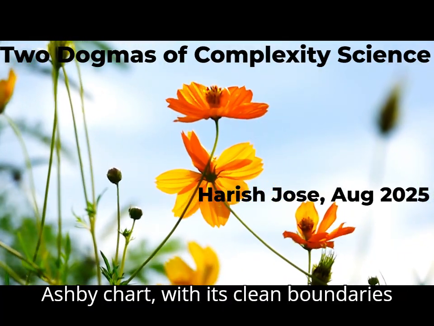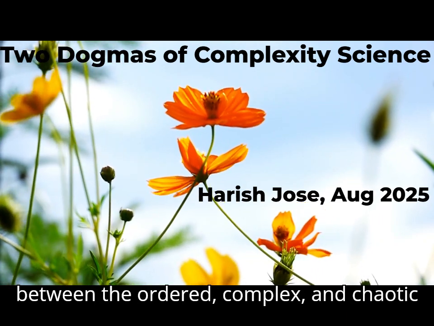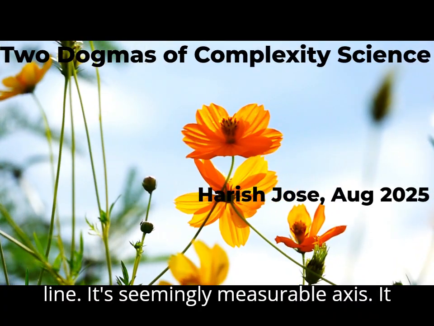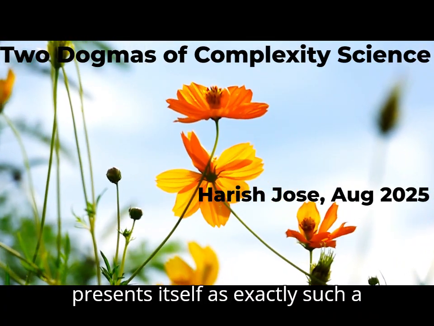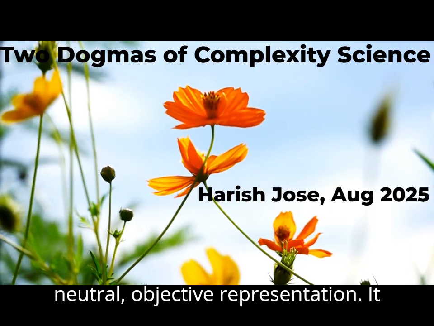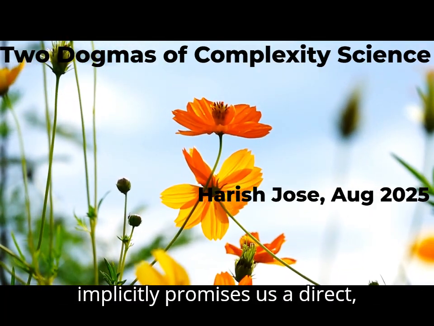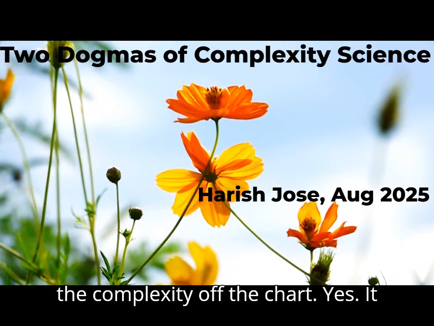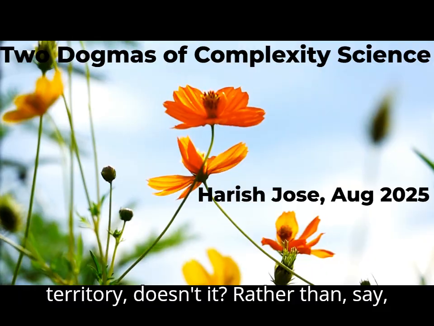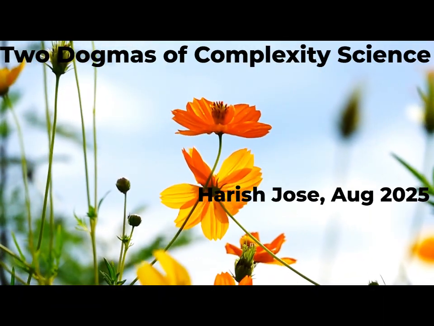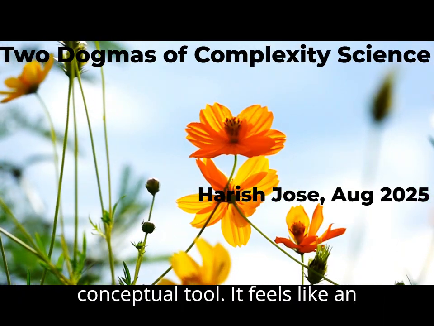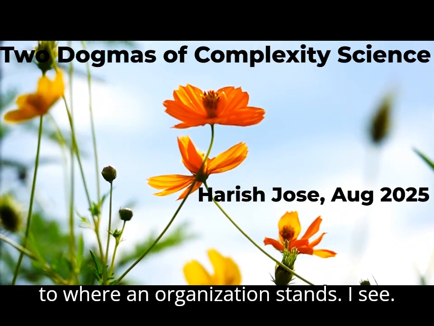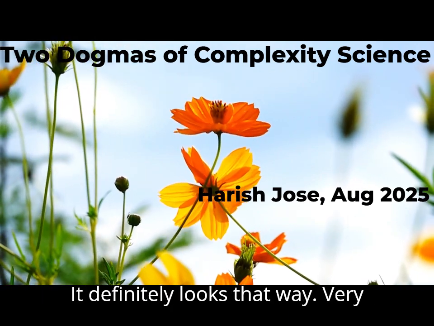Precisely. And the Ashby chart, with its clean boundaries between the ordered, complex, and chaotic zones, its precise 45-degree diagonal line, its seemingly measurable axis, it presents itself as exactly such a neutral, objective representation. It implicitly promises us a direct, unmediated view. Like we can just read the complexity off the chart. Yes. It feels like it's mapping objective territory, doesn't it? Rather than, say, constructing a potentially useful conceptual tool. It feels like an authoritative truth, a definitive answer to where an organization stands. I see. It definitely looks that way.